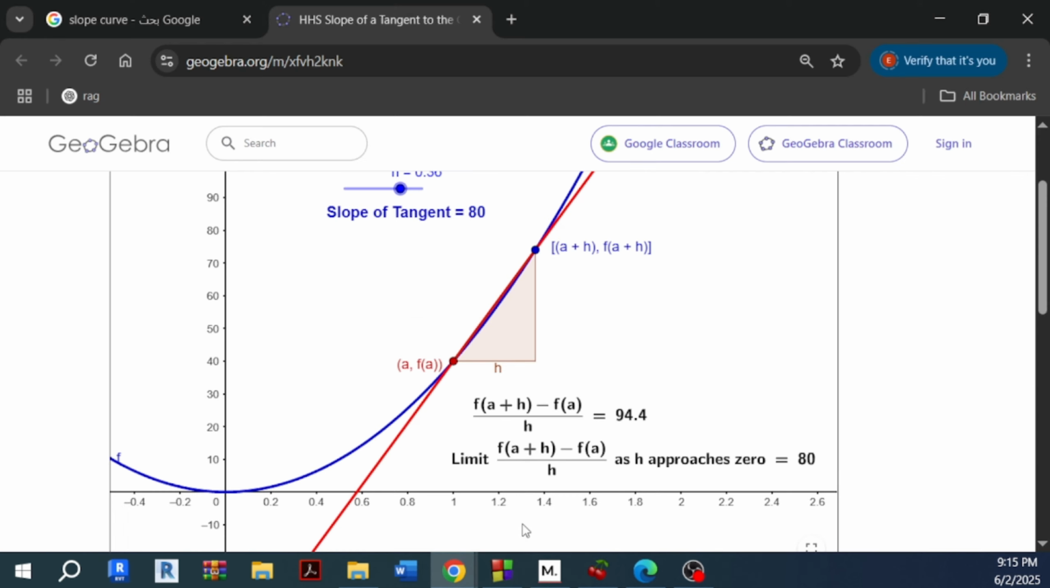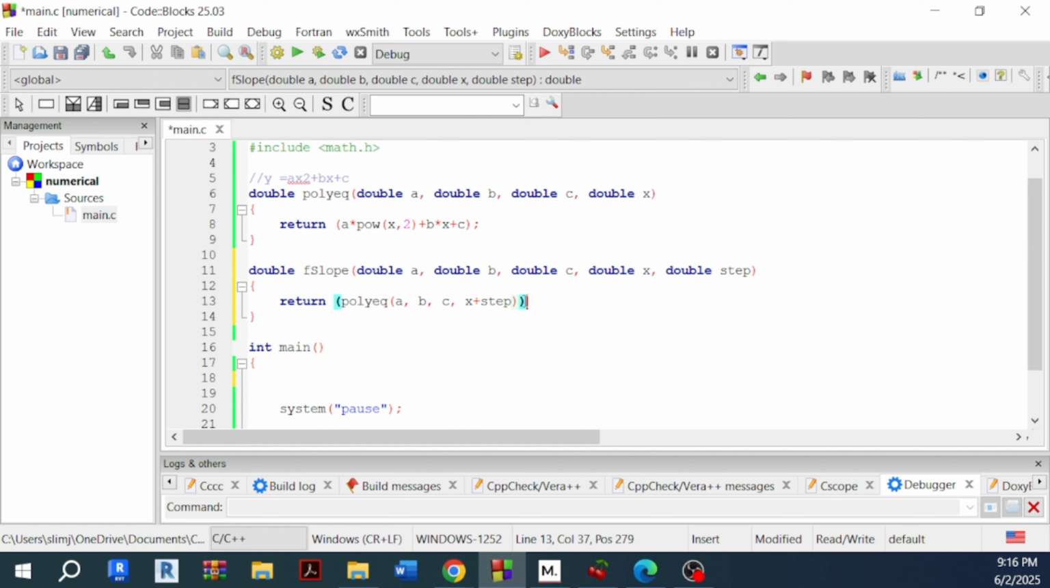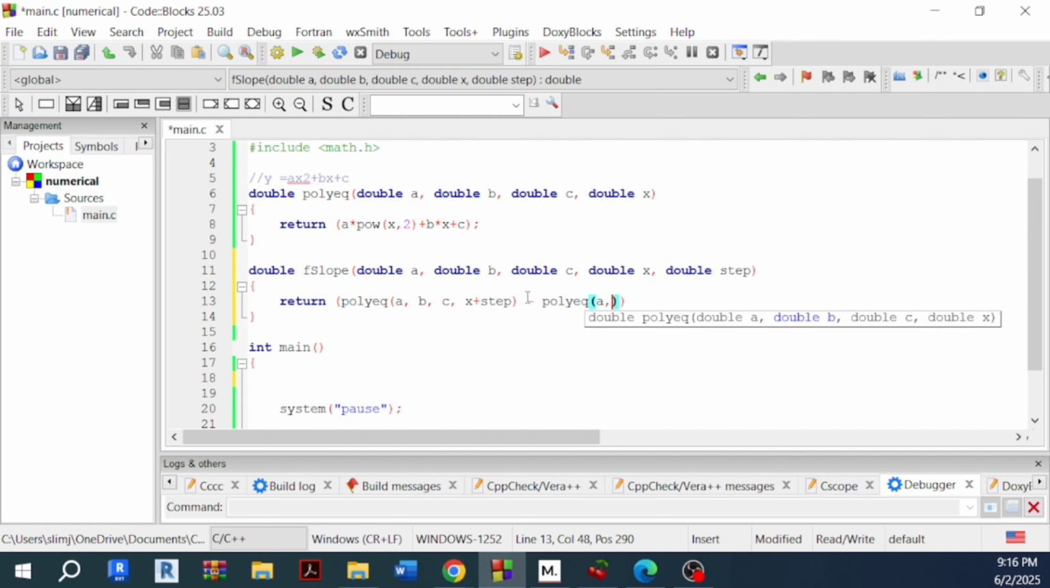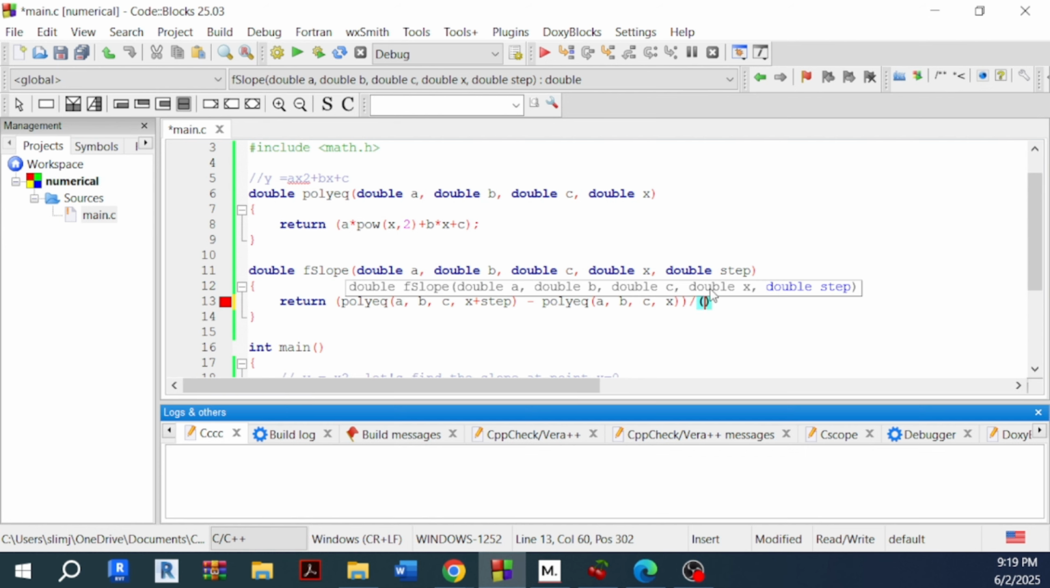So going back to this function, we need this one minus this one to see in the progression of the curve from that point forward if the curve is actually climbing or diving. Polynomial equation a, b, c, x plus step, minus polynomial equation a, b, c, x, divided by x plus step minus x, which is the same thing as saying divided by step.